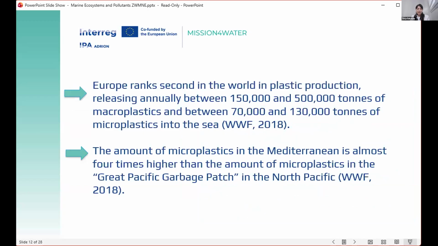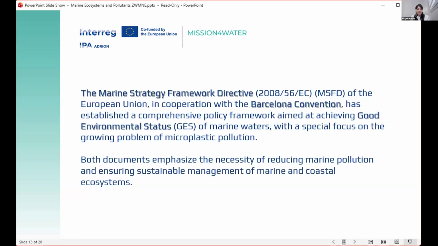Europe ranks second in the world in plastic production, releasing annually between 150,000 and 500,000 tons of macroplastics and microplastics, and between 70,000 and 130,000 tons of microplastics into the sea. This is from researchers at the Worldwide Fund for Nature. The amount of microplastics in the Mediterranean is almost 4 times higher than the amount of microplastics in the Great Pacific Garbage Patch. Next slide.